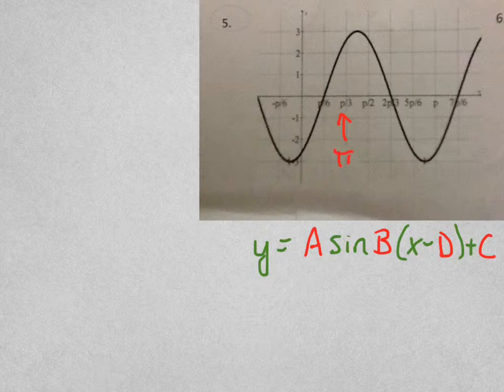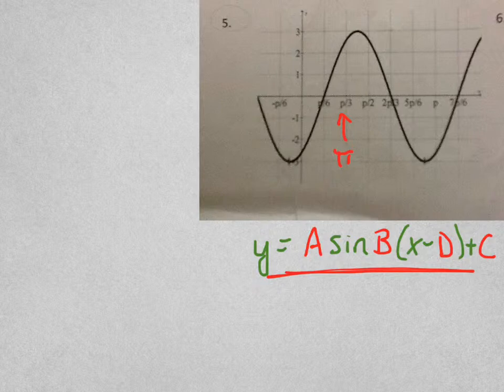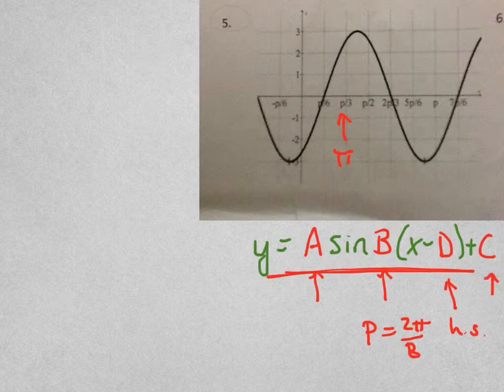Also notice some books use different formulas, but the book I'm looking at right now is the Honors Pre-Calc book, 2014, which uses the letters A, B, C, and D like that. So A is the amplitude, B relates to the period, which is going to equal 2 pi over B, D is the horizontal shift, and C is the vertical shift. So all we have to do is pick that information out of the picture.